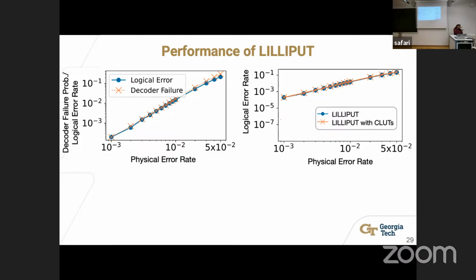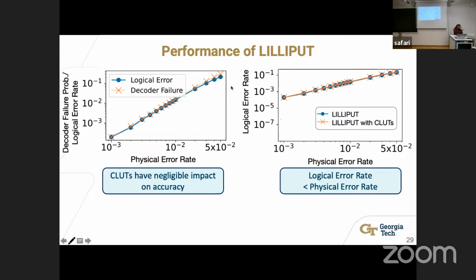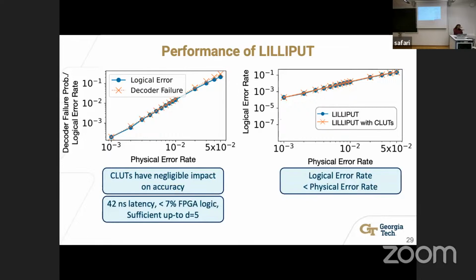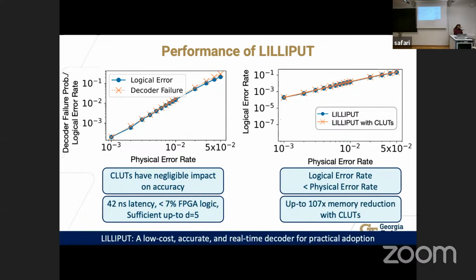And this was very impressive. The compressed lookup tables have negligible impact on accuracy, and your logical error rate is lower than your physical error rate. We were able to decode within 42 nanoseconds of latency. It required less than 7% of logic utilization on most FPGAs. It was sufficient for distance up to distance 5, which is fine. And we got about 107x reduction with compressed lookup tables. All of this package together gives us a very low-cost and accurate solution that can be adopted more practically in near-term systems.